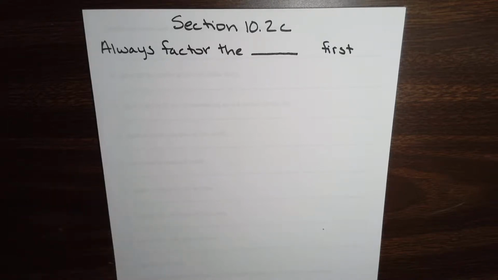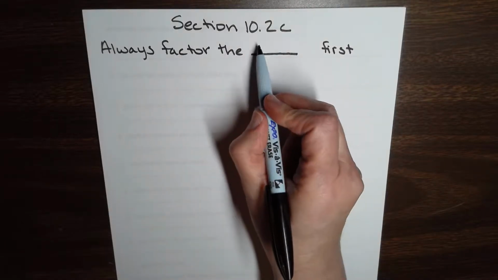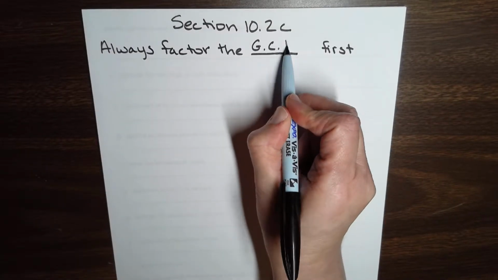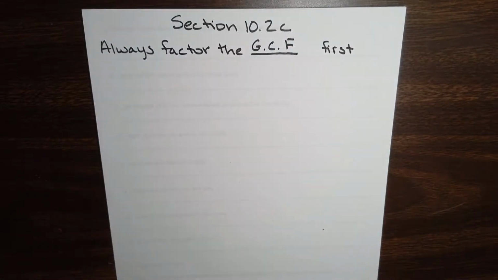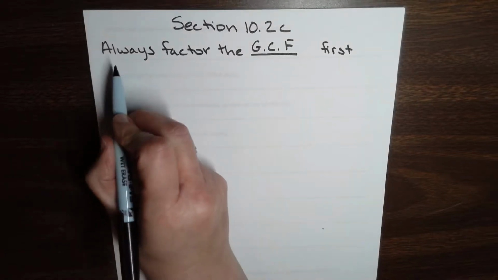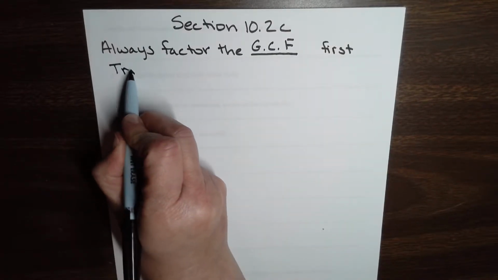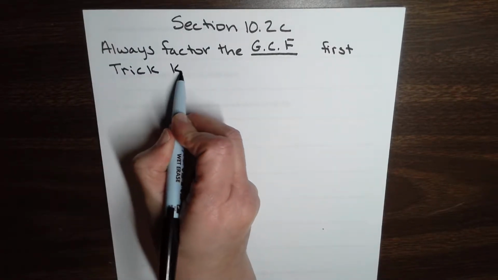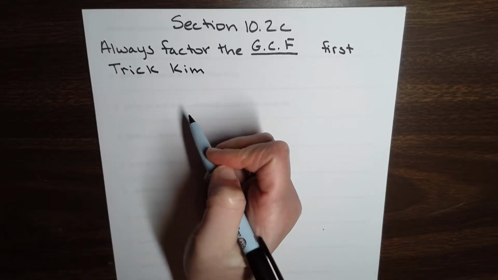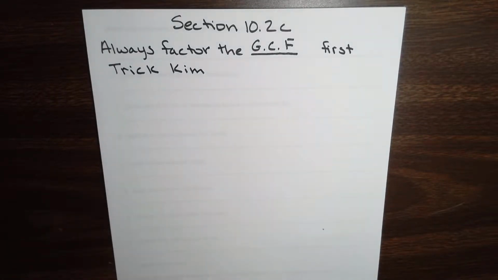Hello. We're going to take notes on section 10.2c. Always factor the GCF first. So we're going to be factoring trinomials. One way that we can factor trinomials is using something called the Kim trick. The Kim trick can only be used if you have a trinomial.